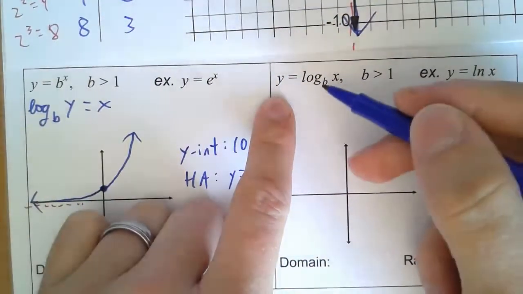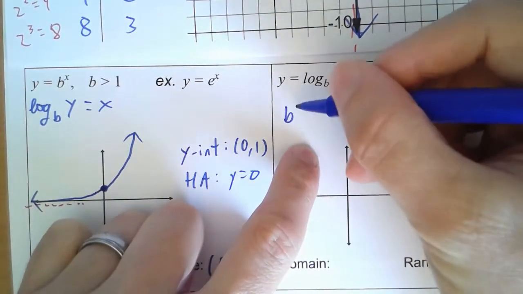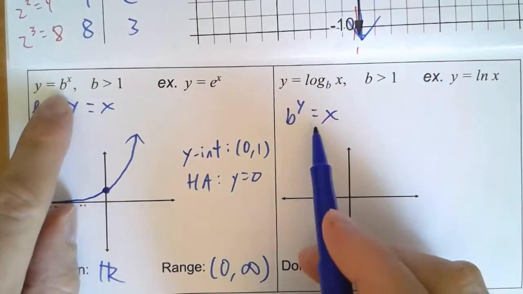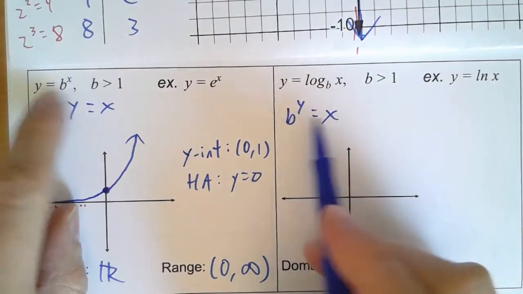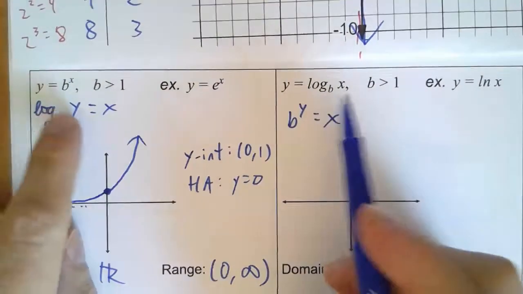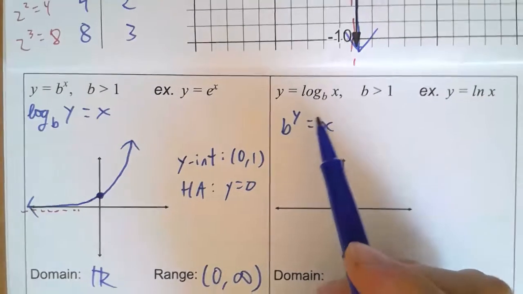What if I change this to exponential form? I've got base b, logs are exponents, so the y is the exponent, b to the y equals x. Compare these. I switch the x and the y. I switch the input and the output. These are inverse functions. So this is another way that you could figure out what the log graph looks like.